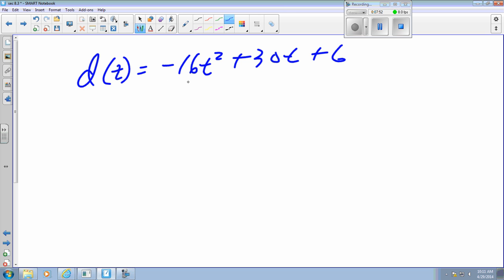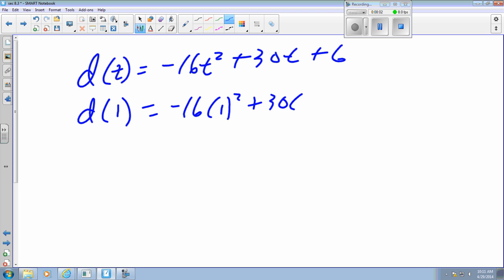They asked us what's happening at 1 second. Well, the time is 1 second, so we're going to put t in for 1. So I get negative 16 times 1 squared plus 30 times 1 plus 6. 1 squared is 1 times negative 16 is negative 16 plus 30 gives me 14 plus the 6. So I know at 1 second the hat is at 20 feet.